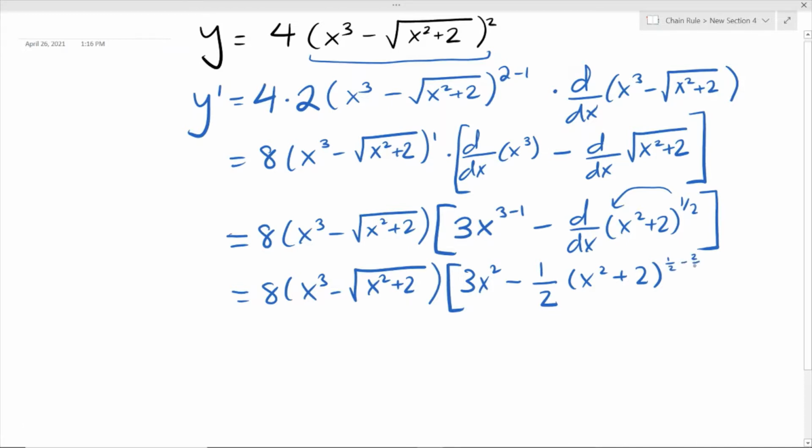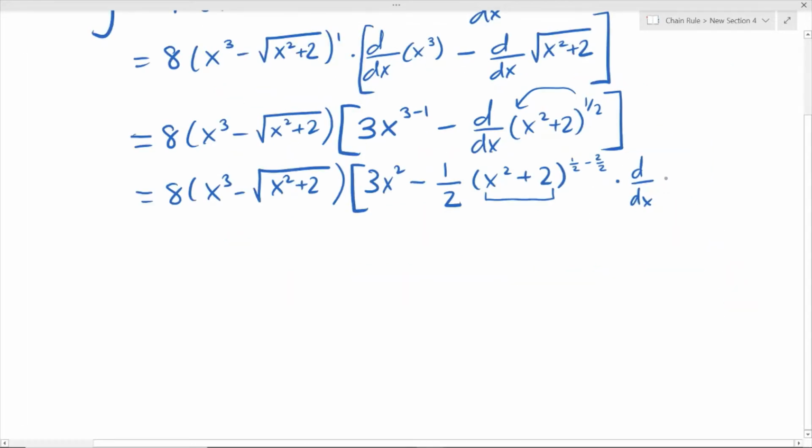1 is the same as 2 over 2. I'm writing 2 here in the denominator just so we can easily subtract this. And then we must multiply by the derivative of the inside, which is x squared plus 2, right? This inside part. So we need to find a derivative of that inside part. So the derivative of the inside part is going to be the derivative of x squared plus 2, right? Because we found a derivative of the outside using the power of a function rule. So derivative of this now needs to be found.